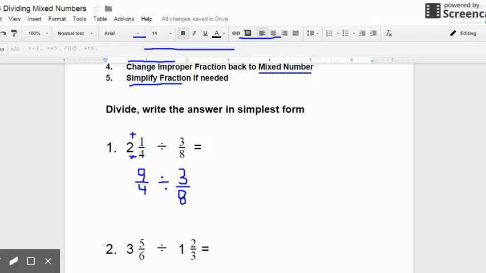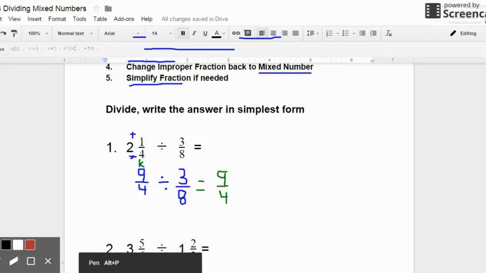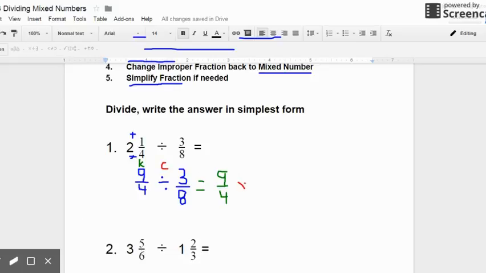Step 2, we want to use the keep, change, flip rule. So we want to keep this fraction the same. We want to leave it alone. Let's write it over here. We're going to leave 9 fourths as 9 fourths. We want to change the division to multiplication, and then we want to flip, or take the reciprocal. I'm going to flip the second fraction, so we're going to flip it around to 8 over 3.